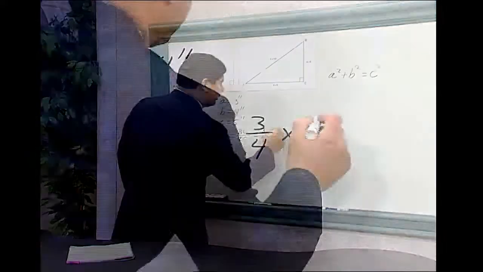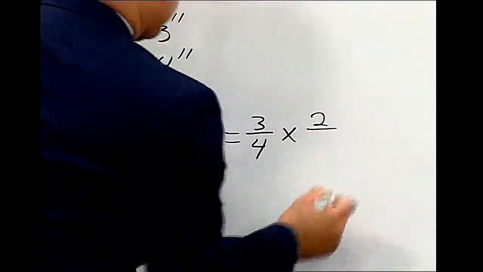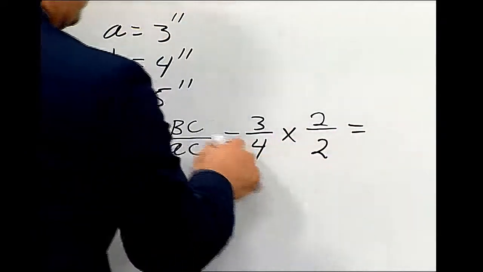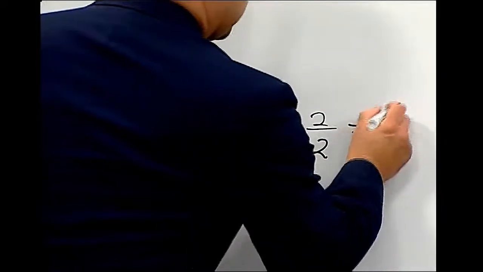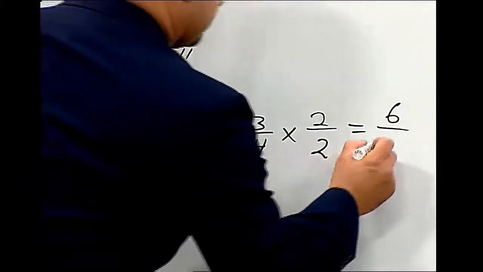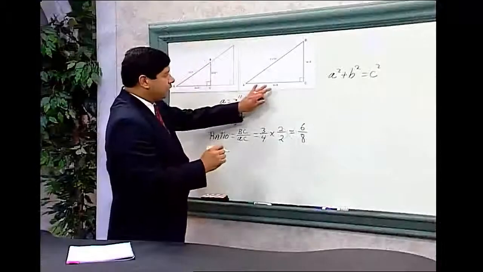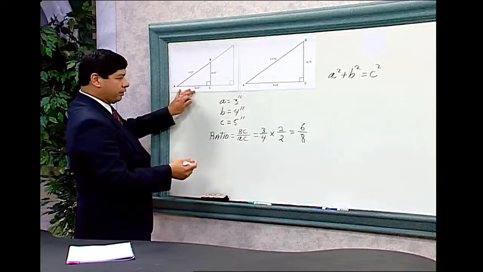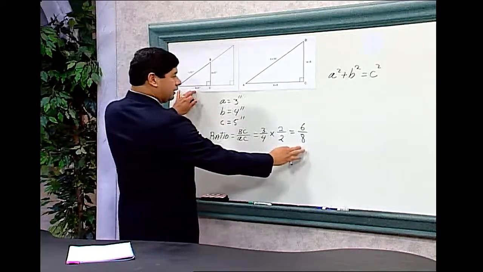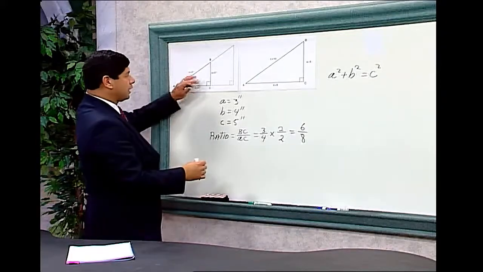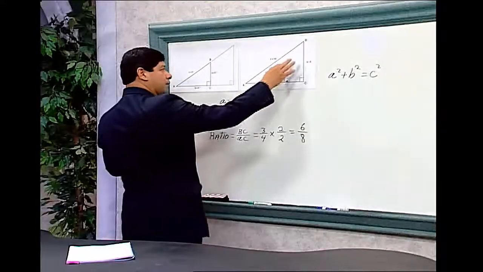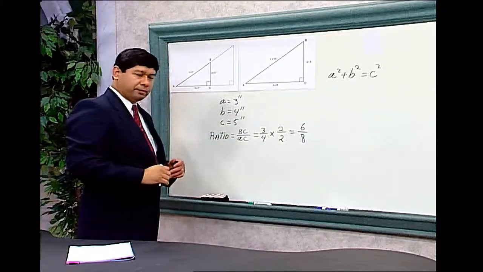So let's multiply our numerator 3 by 2 and our denominator 4 by 2. We have 3 times 2 is equal to 6, and 4 times 2 is equal to 8. And we've indicated that here. So now our new length of side B is 8, and the length of side A is now 6. So now we want to see what the length of side AB is.